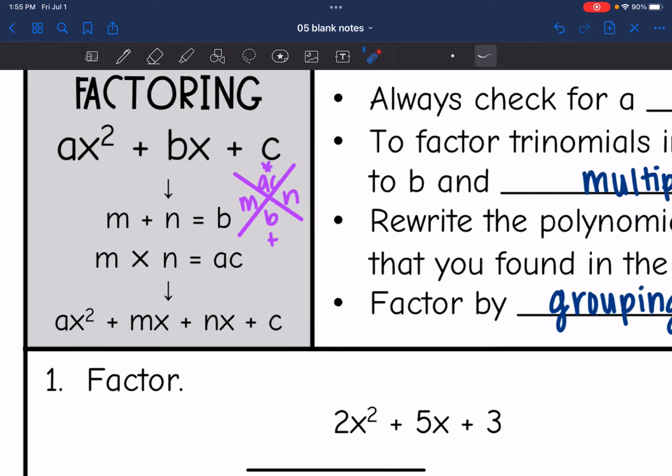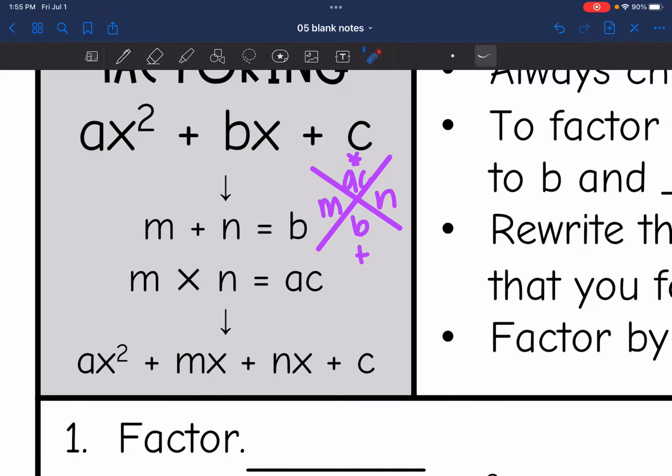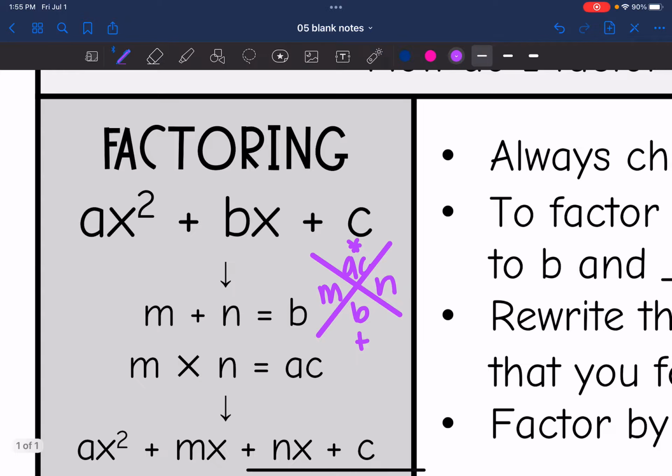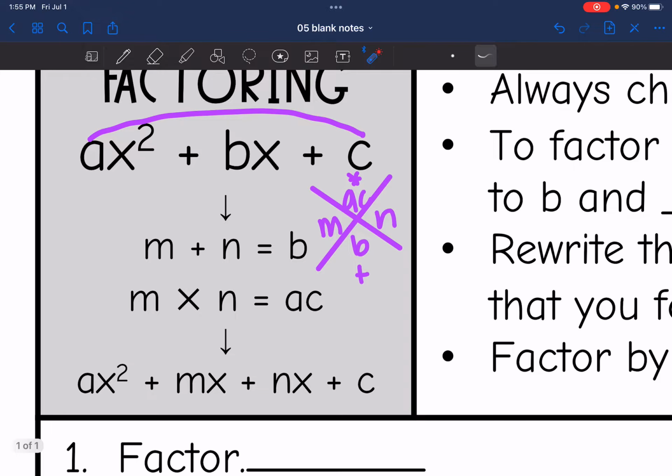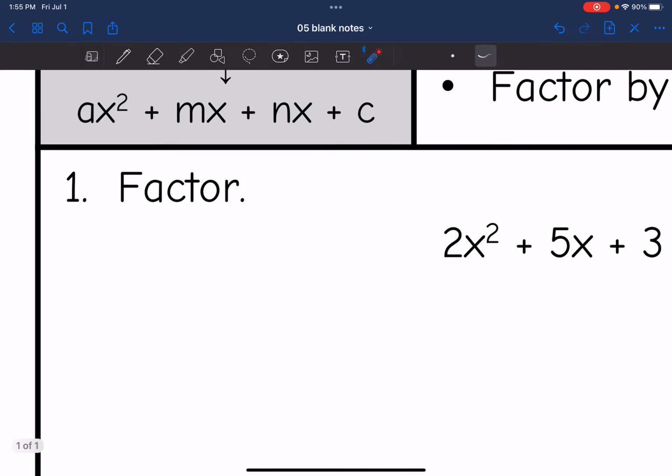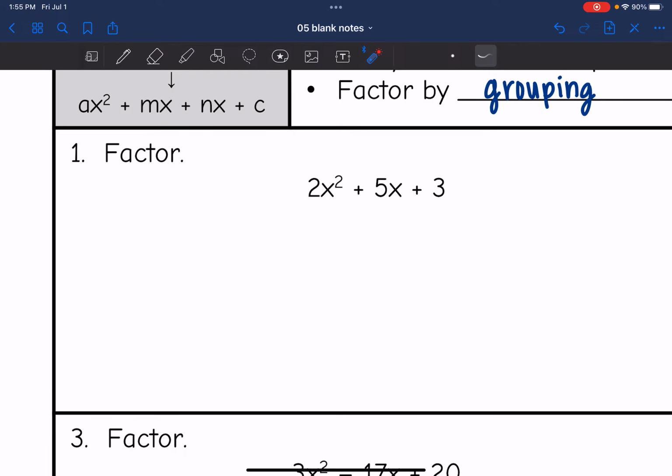So probably finding the numbers is going to be the hardest part. Once you get the process down, it won't be that hard, but you'll need to figure out what multiplies to a times c and adds to b. And then those two numbers, we're going to split the bx term up using those two numbers. Okay, so let's start with number 1.